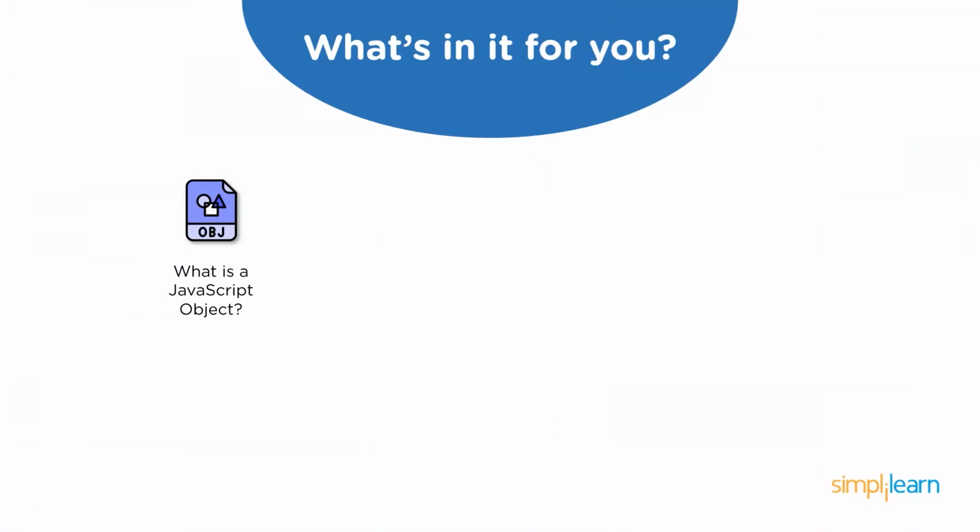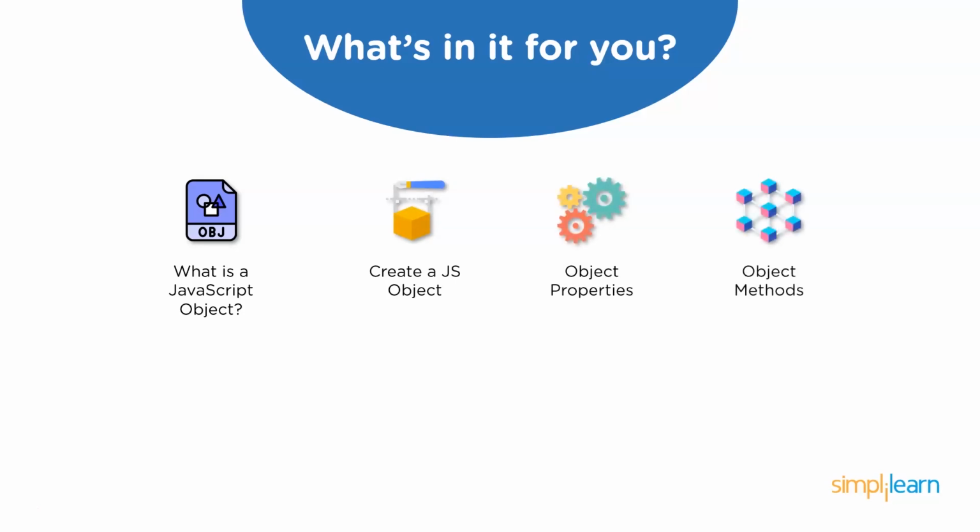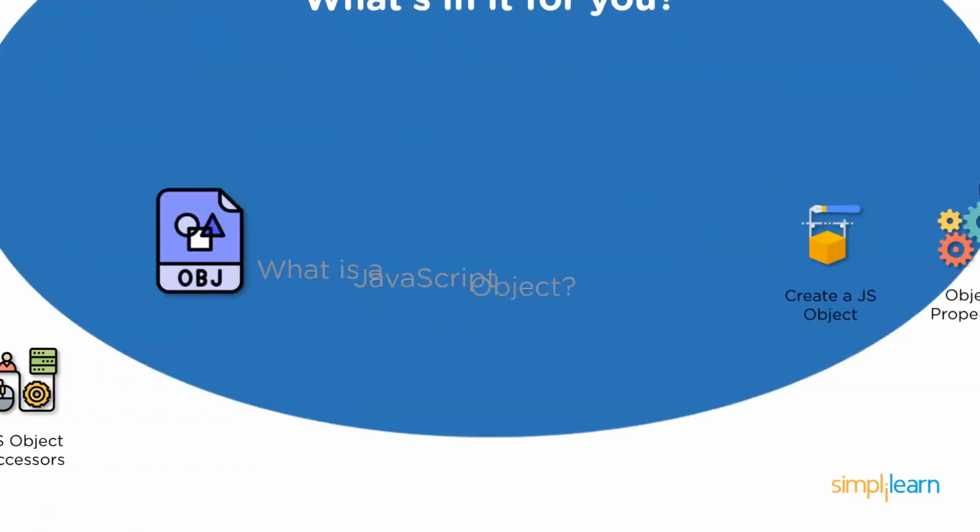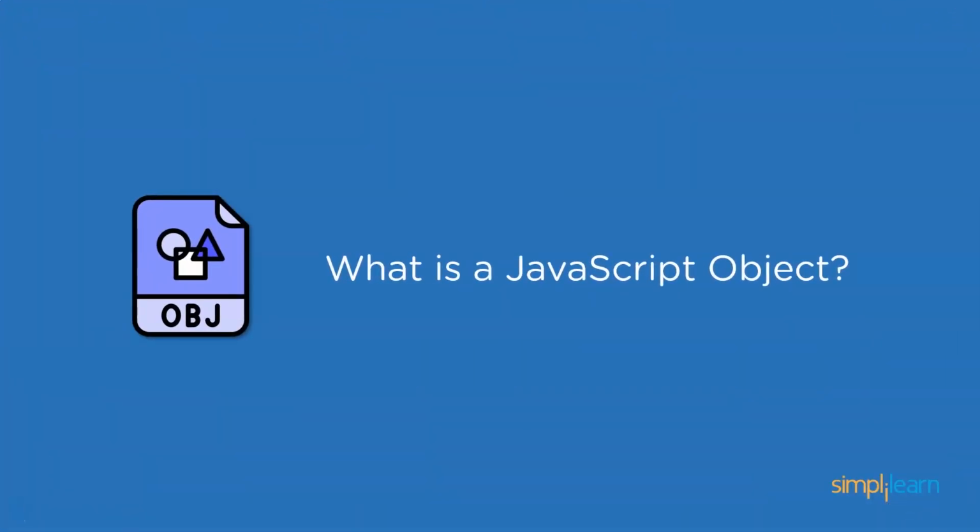First, we'll start by understanding what a JavaScript object is. Then, we'll learn how to create a JavaScript object and also get to know about the properties of these objects. After that, we'll get familiar with using JavaScript methods. Lastly, we'll understand what JavaScript accessors are. So what is a JavaScript object?